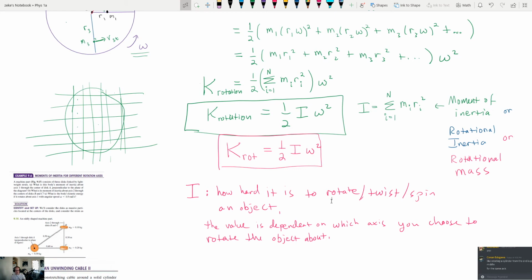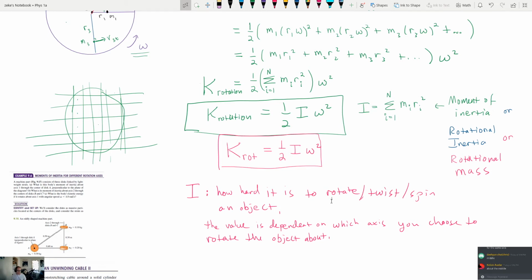And then you all tell me, which one is easier to rotate about? Is it easier to rotate about the middle, or is it easier to rotate about the end? About the middle, okay. Yeah. So what we would say then is, because it's easier to rotate about the middle, it's going to have a smaller moment of inertia than when you rotate it about the end. This is a larger moment of inertia, okay?